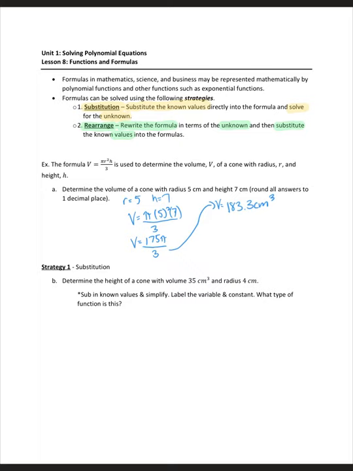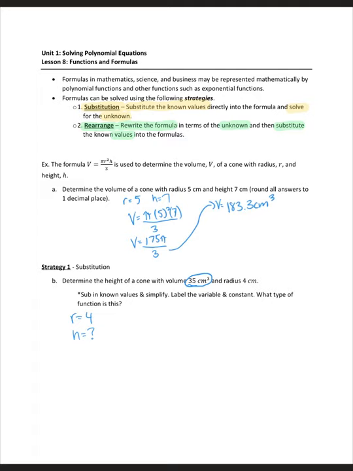So we've already been given our volume. They're asking us to determine the height. So we know that the radius is 4 and that the height is what is unknown. It says sub in your known values and simplify. Label the variable and the constant. What type of function is this when we do this?